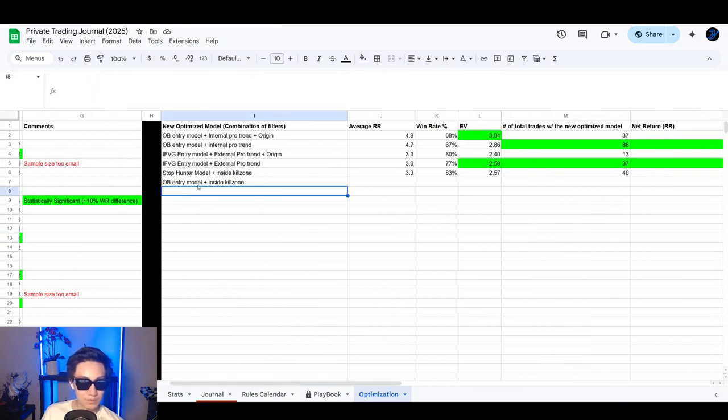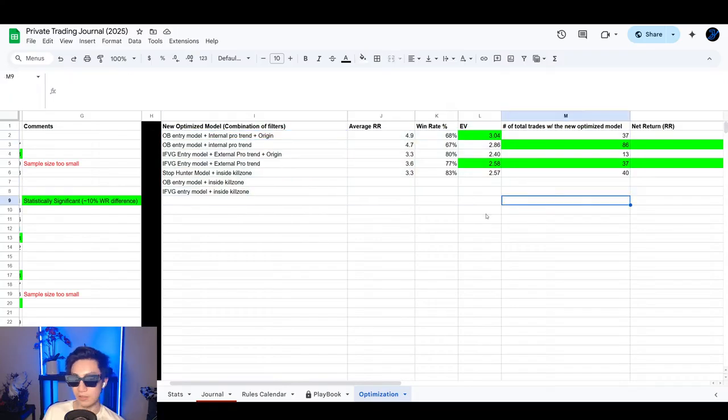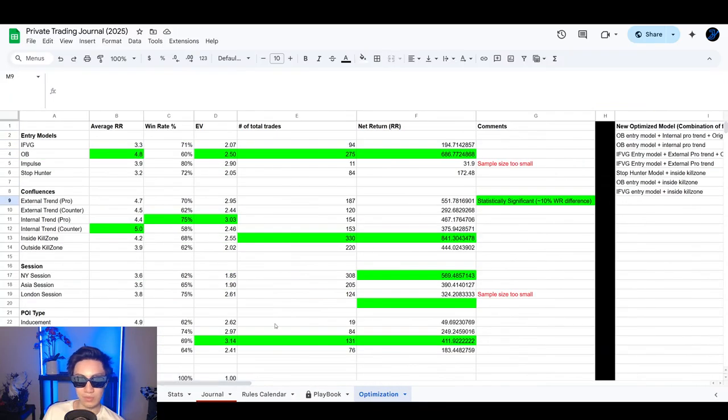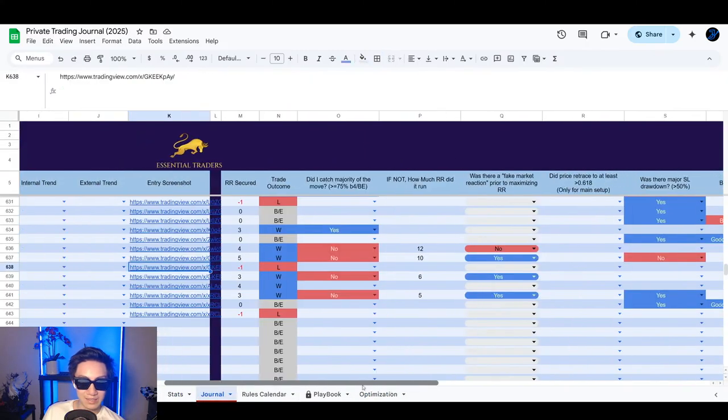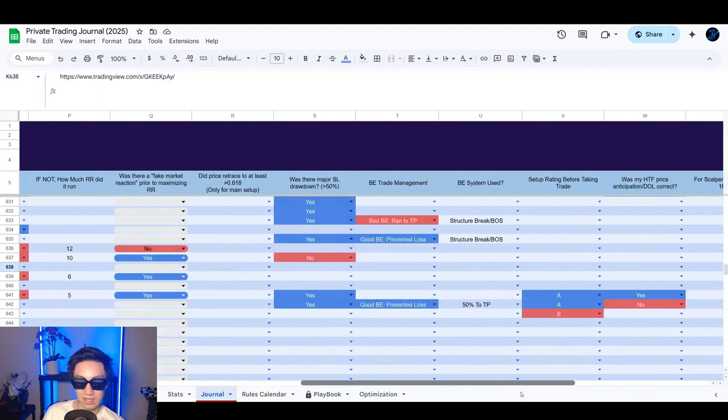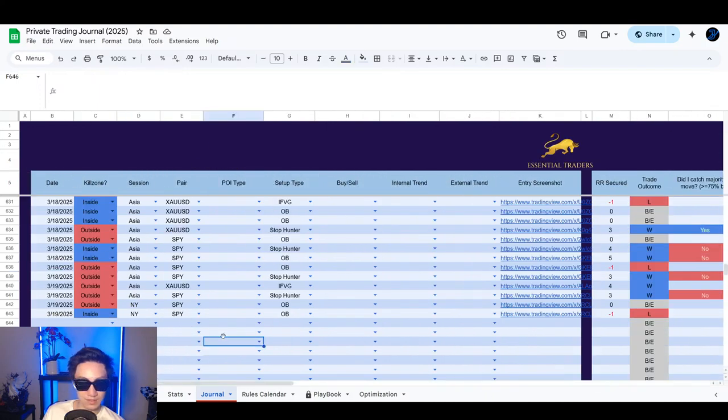And then we'll do IFG entry model plus inside kill zone. So these are just ways, if you guys are not good with your psychology, you want something more optimal, maybe fewer trades taken, that's not a problem with you. You want to optimize the best. This is how you literally optimize your trading strategy. Exactly what I mean by when I say I use my trading journal and use my data and optimize my strategy and find things and confluences that better improve my system over time.